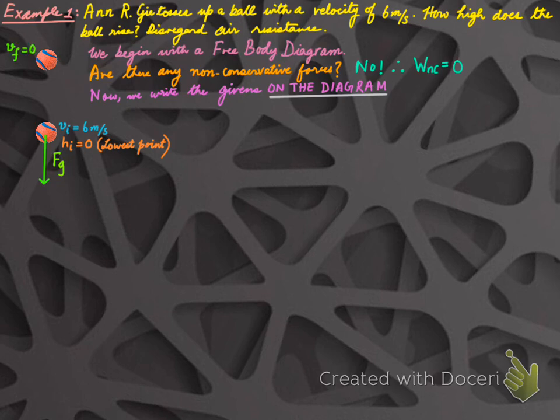Now at the top, v final is 0, because remember, at the top of its path, the velocity of the ball when it's in free fall is 0. That's what happens at the max height. And we want to find h final.